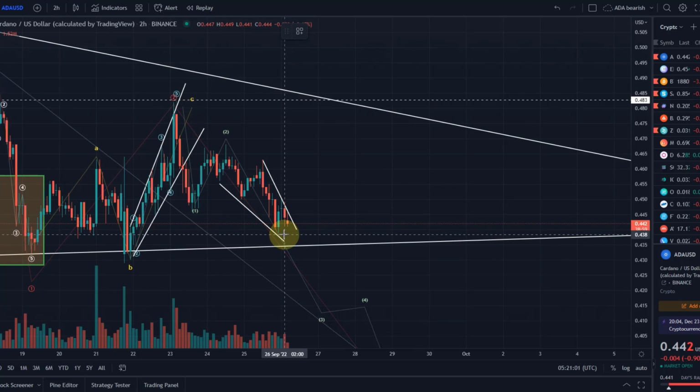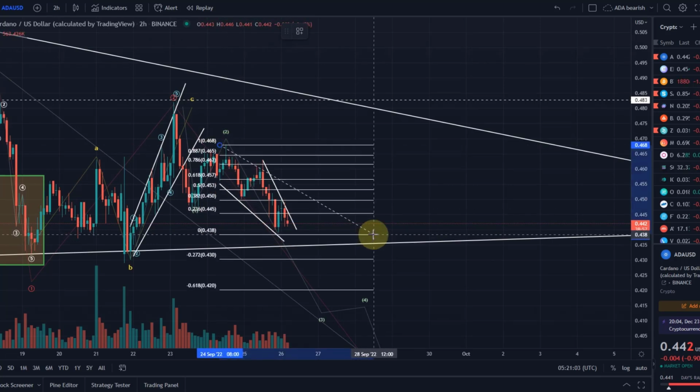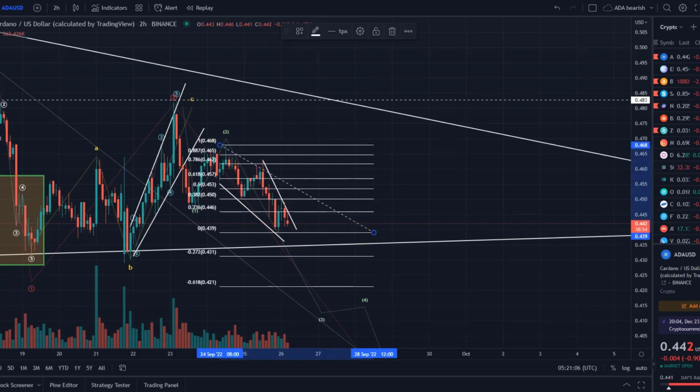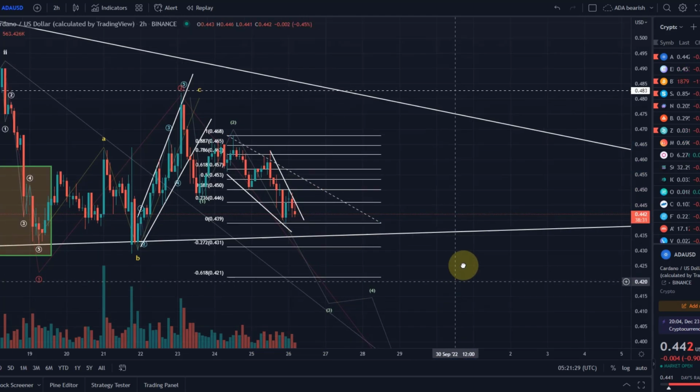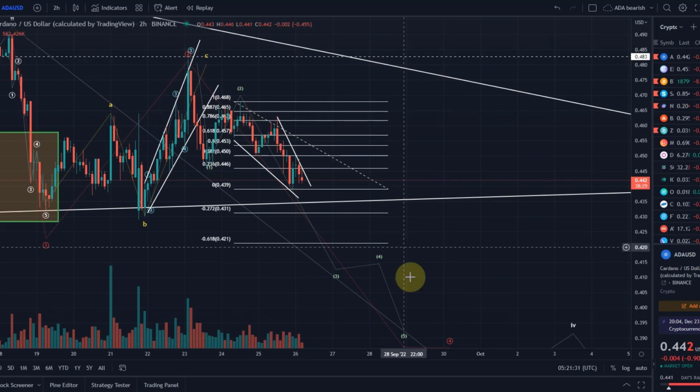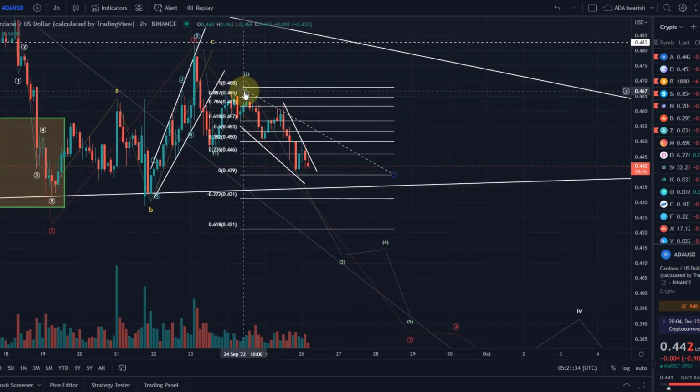If this move down is complete, then we should see a retracement here into the region around 45 cents. You could argue we saw that already, but ideally from where we bottomed out here, we should retrace to 45 cents, 45.3 or 45.7. This is the area where we would want it to go into, if this count is correct, and then head further down.